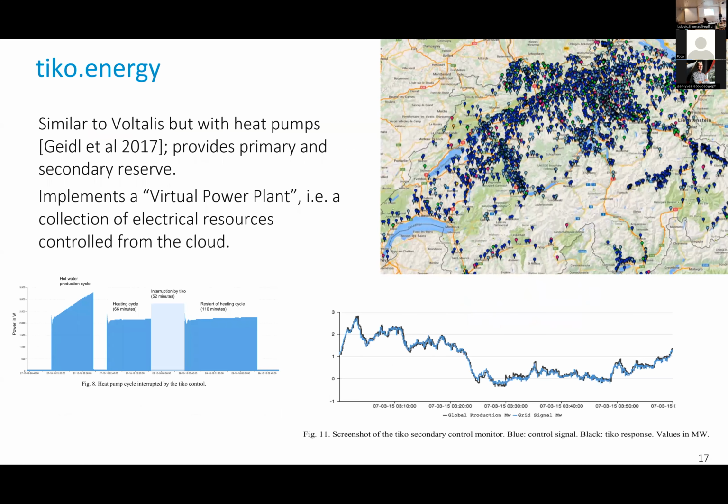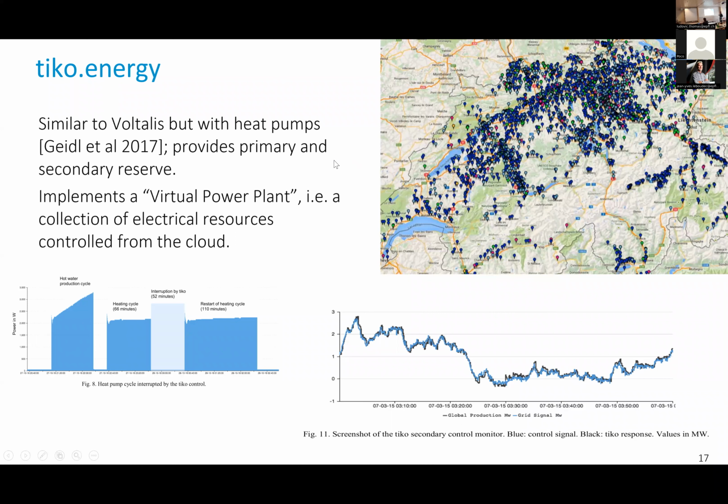Switzerland also has deployed a similar system. The company that I know that does this is called TICO. It does the same, but not with a resistive system, but with heat pumps. So TICO installs a device that will connect to your heat pump. This is the map of all the heat pumps a year ago that were controlled by TICO. But the idea is the same.